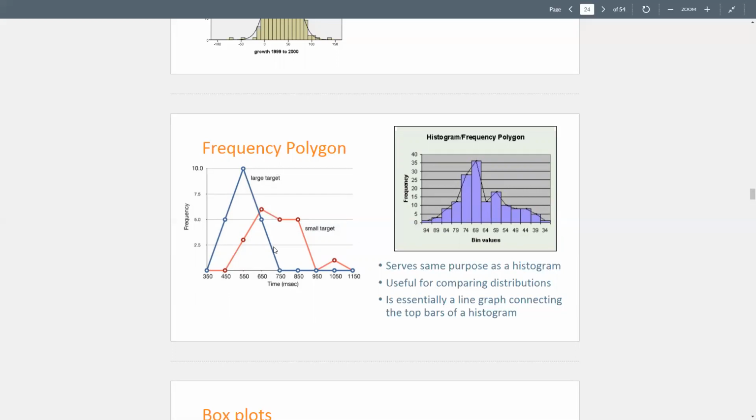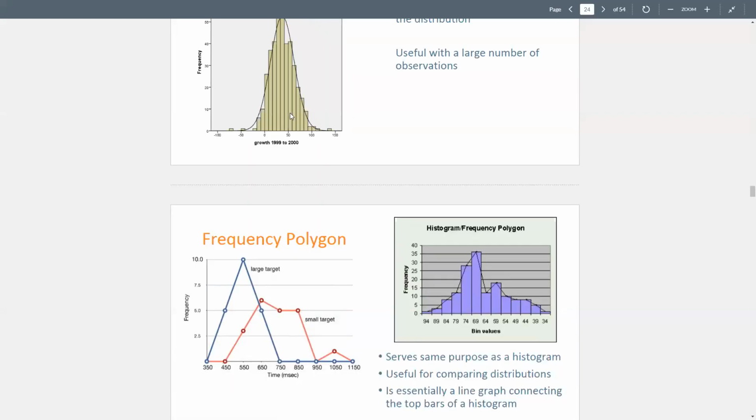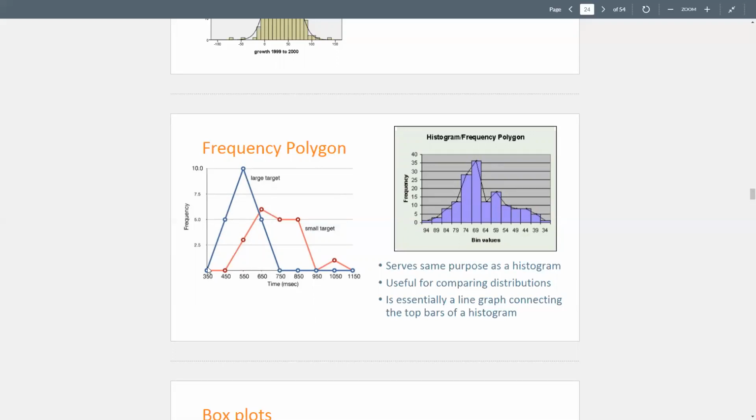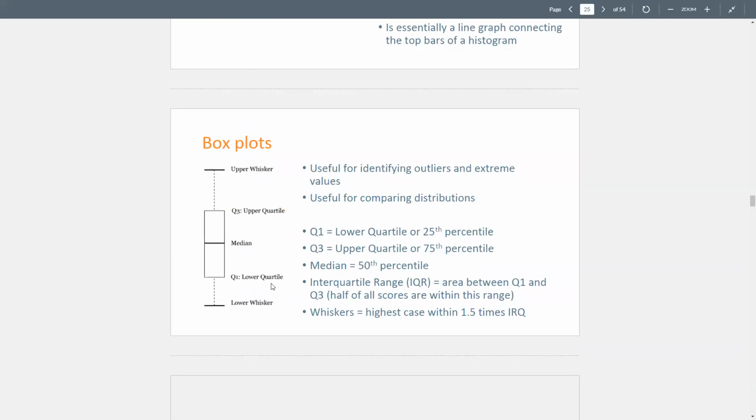This is a lot cooler way, and it makes it a lot easier if you're going to compare two distributions. Instead of putting the two frequency histograms on top of one another with a lot of overlap, you could use this polygon and really compare the distributions. It looks like the blue distribution, this target distribution, the time is a lot quicker than those in the small target or the red distribution. So it serves the same purpose, but it's good for comparing distributions.